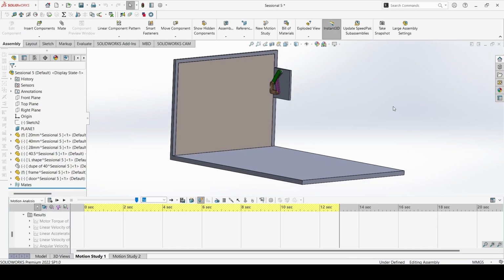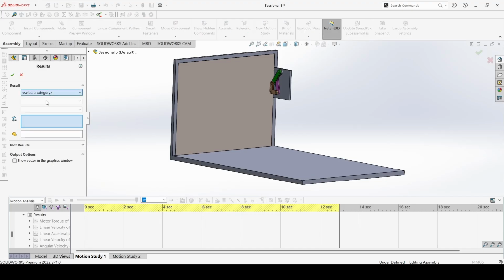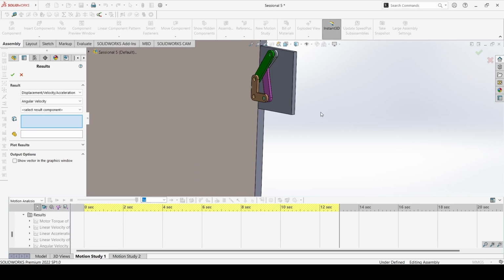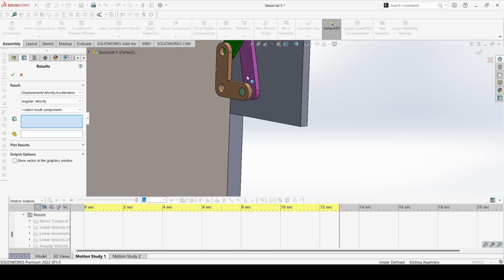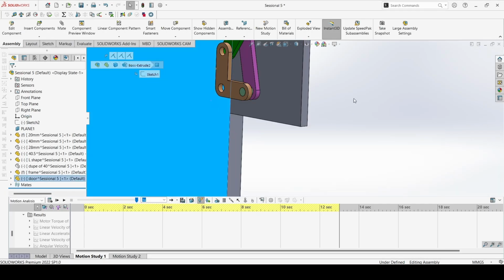We have a feature in SolidWorks that allows us to plot various things such as force, torque, acceleration, linear velocity, angular acceleration, everything, with respect to time. For example, we select displacement, velocity, or acceleration, and let us assume we want the angular velocity of my second crank. So I'm going to select the angular velocity option and the magnitude. Just click OK. Then I'll get the plot for angular velocity of my crank.